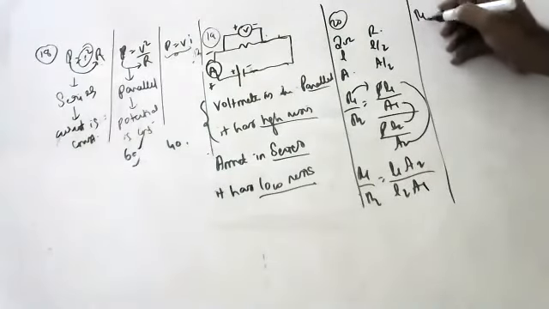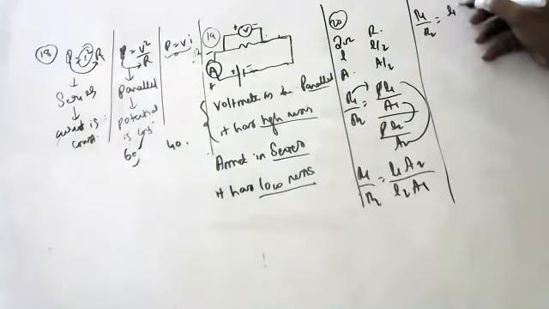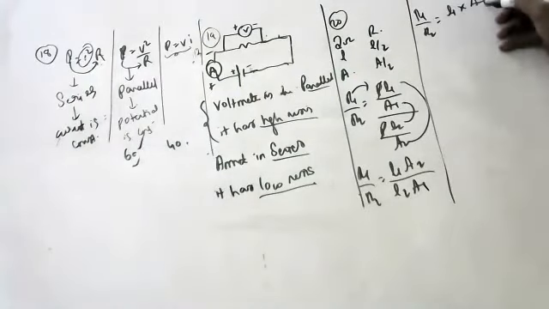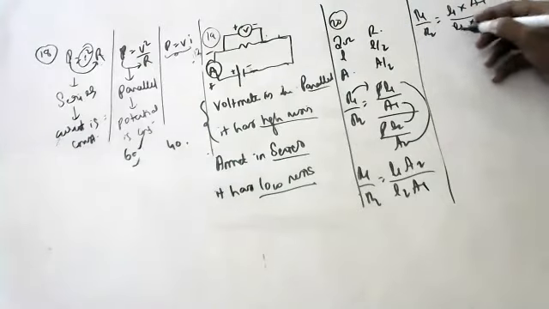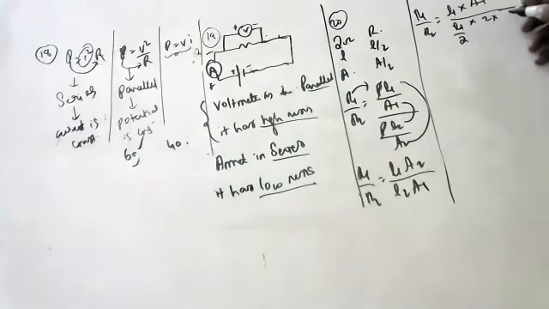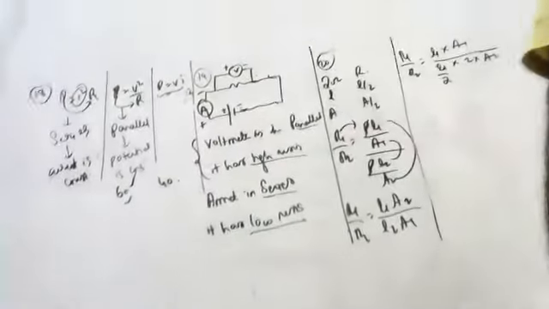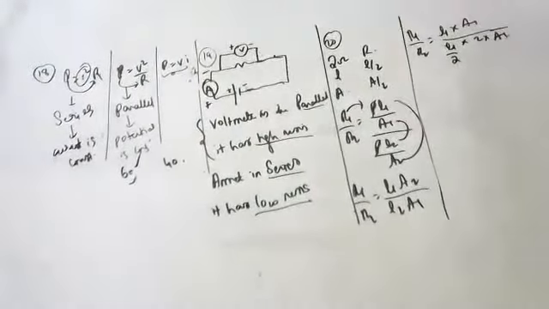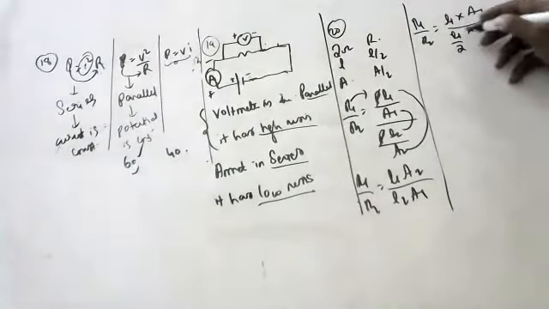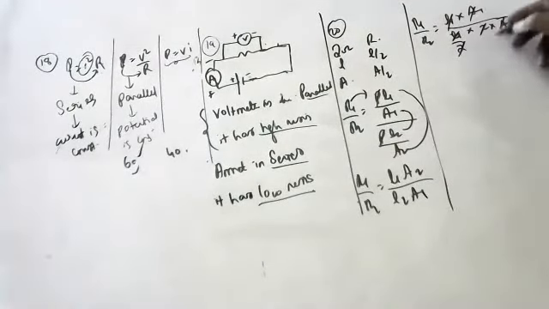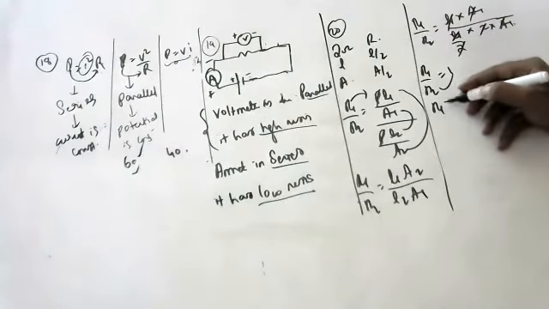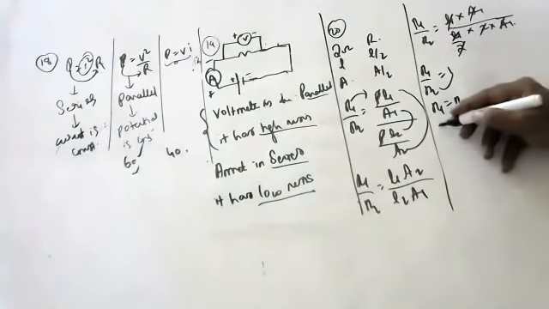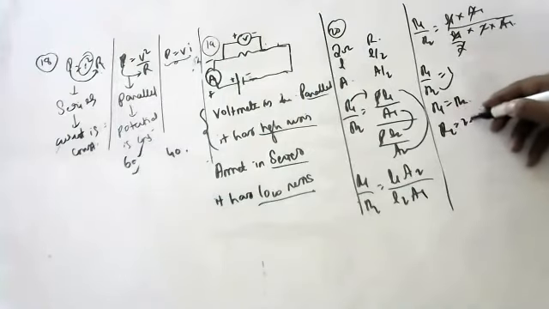So R1 by R2 is equal to L1 by L2 into A2 by A1. L2 is L1 by 2, A2 is A1 by 2, and A1 is A1 only. I hope you are able to understand, children. Please concentrate. So the 2s cancel, L1 and A1 cancel, and R1 by R2 we got as 1, so R1 is equal to R2, meaning R1 is 2 ohms, so R2 is also 2 ohms.